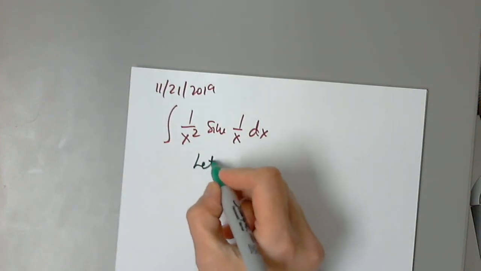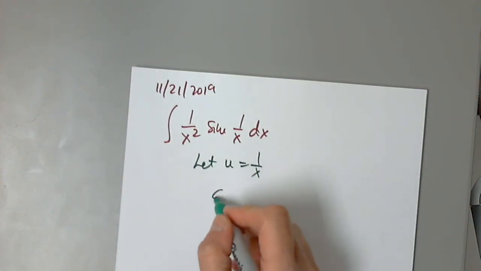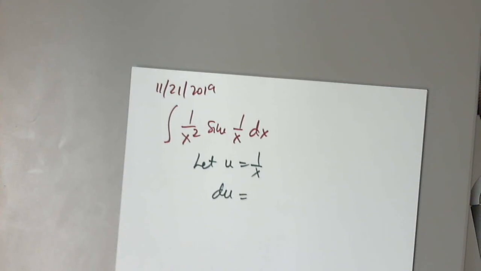So let's say, let u be 1 over x, as long as du is in the problem, or it's easy to make up. I can make up a number. I cannot make up x cubed, right? So how will I continue then?